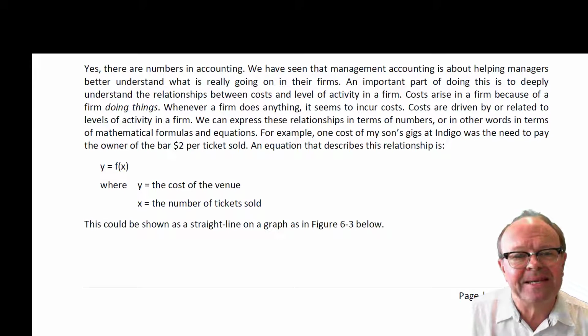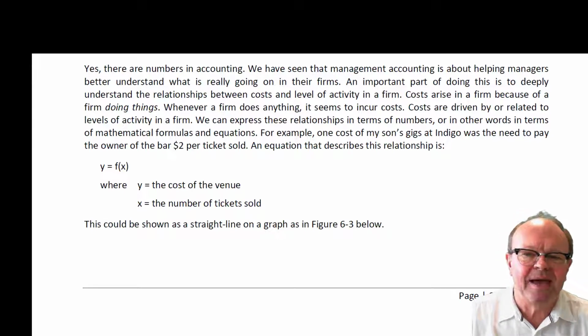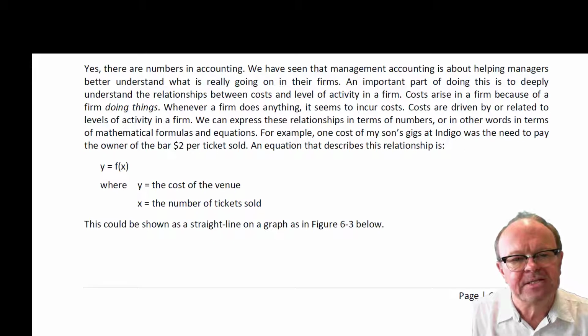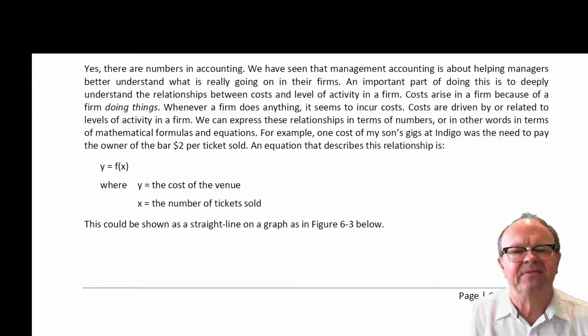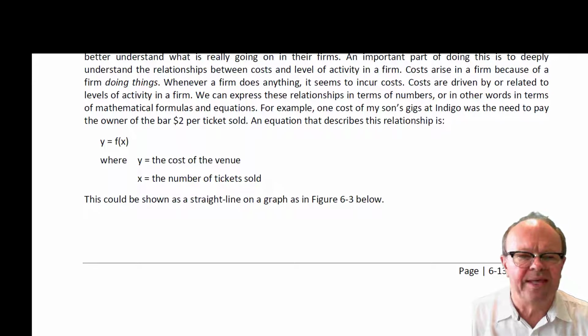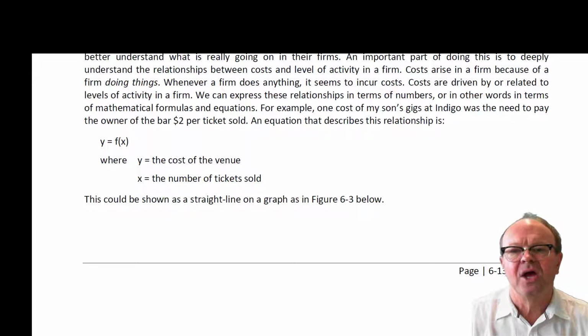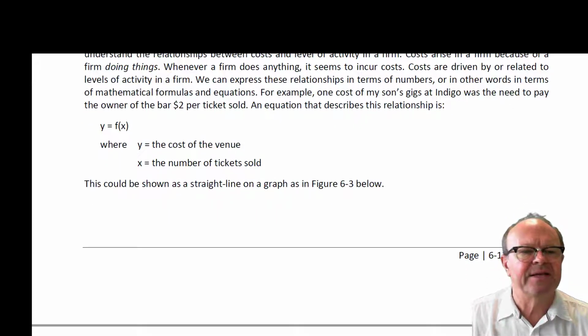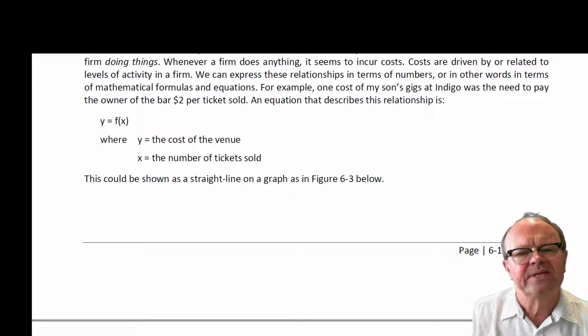Yes, there are numbers in accounting. We've seen that management accounting is about helping managers better understand what is really going on in their firms. An important part of doing this is to deeply understand the relationships between costs and level of activity in a firm. Costs arise in a firm because of a firm doing things. Whenever a firm does anything, it seems to incur costs. Costs are driven by or related to levels of activity in a firm. We can express these relationships in terms of numbers, or in other words, in terms of mathematical formulas and equations.